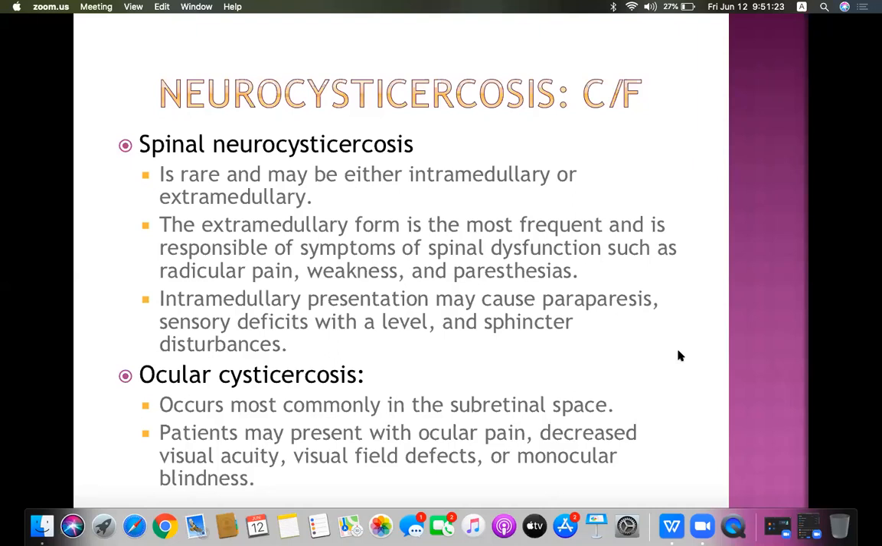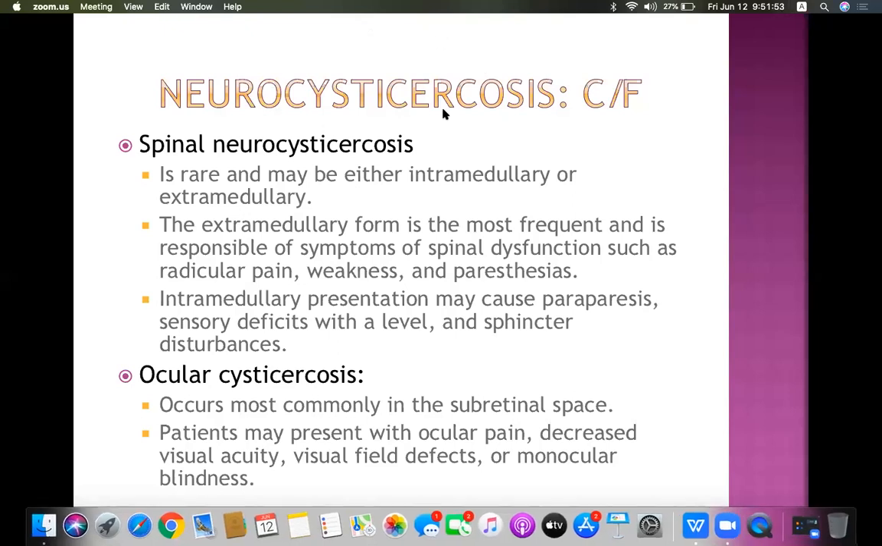And spinal neurocysticercosis can also occur, which results in weakness of the lower limb, radicular pain, okay, tingling and numbness, and sometimes even incontinence of stool and urine. And the last one, it can go even inside the eye, which can lead to pain in the eye, decreased vision, visual field defect, as well as blindness. So this is how we discuss the clinical features of neurocysticercosis.